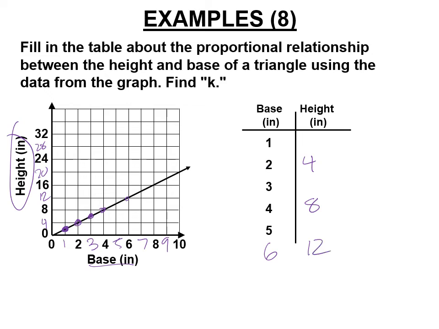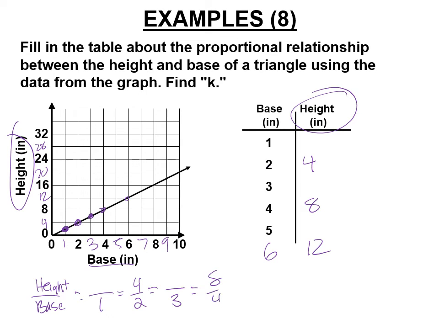All right, so let's look at this. We have a blank over 1, right? Because you're going to put this side on top, height to base. You have blank over 1, 4 over 2, blank over 3, 8 over 4, 12 over 6. Oh, I forgot 5. Blank over 5, 12. Well, 12 over 6, 8 over 4, they all equal 2.